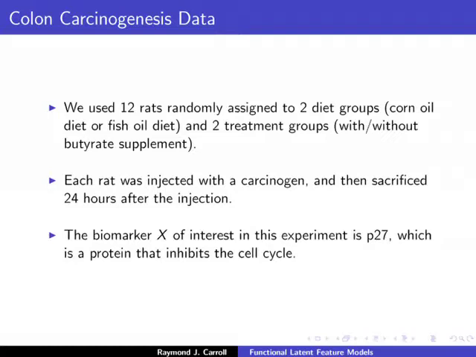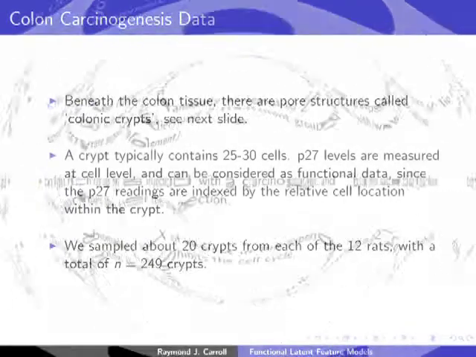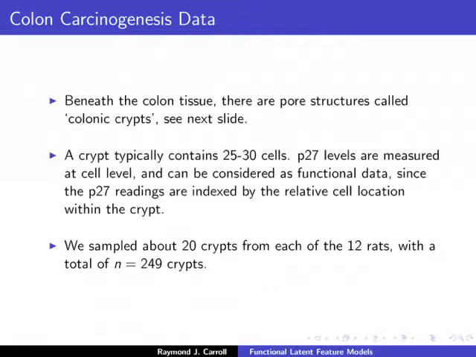And what they do is they excise the colon and look at a biomarker, which is called P27. P27 is important in the cell cycle. If you do bad things to P27, like drop P27, then it's going to impact the cell cycle in a bad way. So you need to have some P27 in your body. You don't want that to go down much.